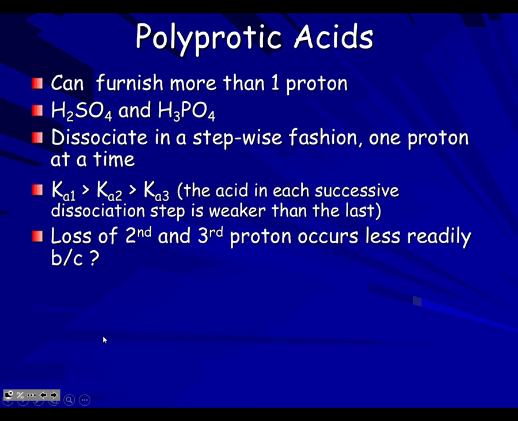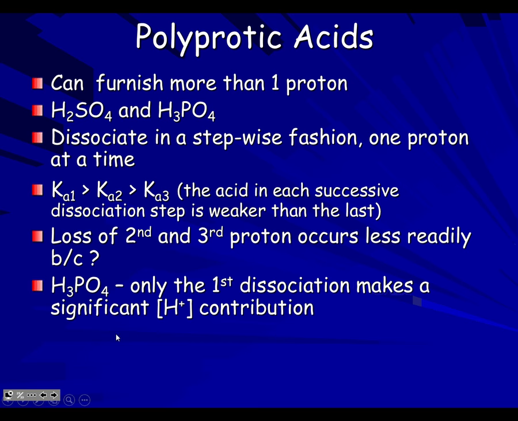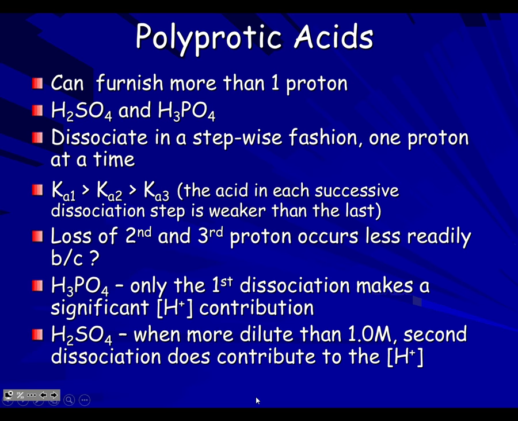Why does the loss of the second and third protons occur less readily? As we take a hydrogen away, what we do is we increase the attraction of the phosphate or the sulfate for those remaining hydrogens, so it gets harder and harder to remove. For most acids that we are looking at that are polyprotic, first dissociation is really the only one that matters. That's where our hydrogen ions come from.